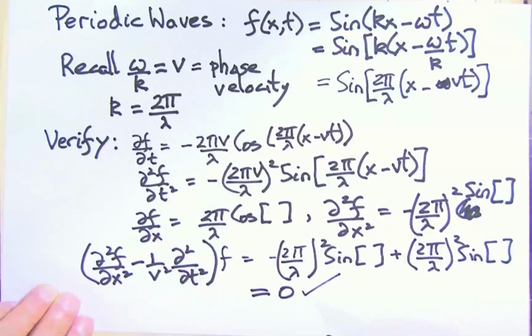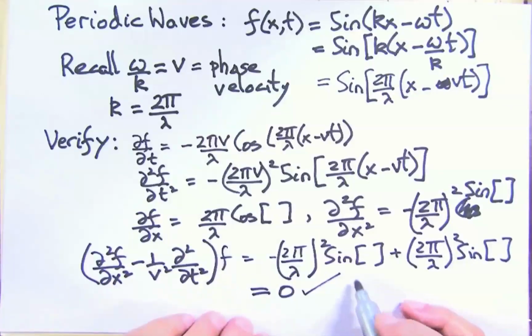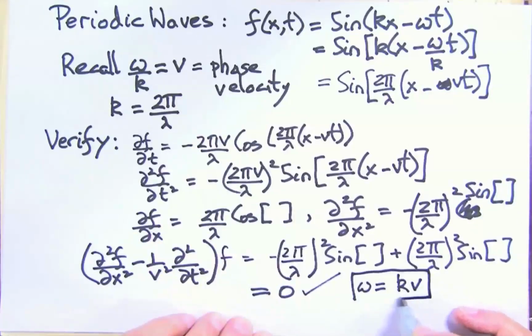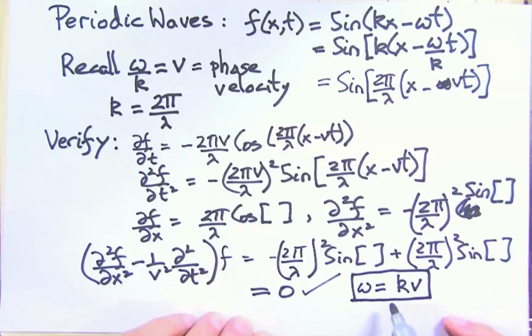Okay, now from here we see that this is a solution, and this is very important for you to remember, that we'd found that omega was k times v. That's one very important thing to remember.